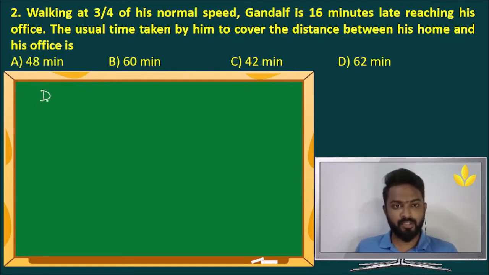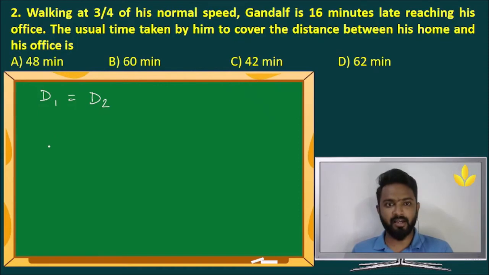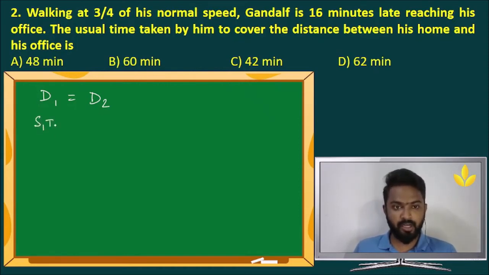So we have distance traveled in the first scenario equals distance traveled in the second scenario. With this one equation we can solve this entire question. Distance is nothing but speed into time, so we have speed 1 time 1 equals speed 2 time 2.